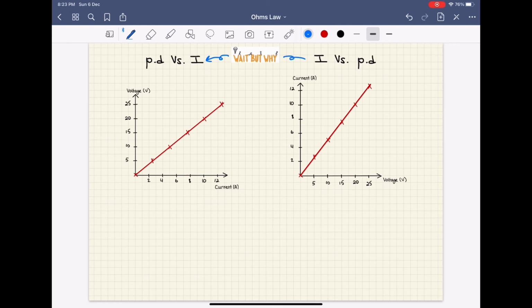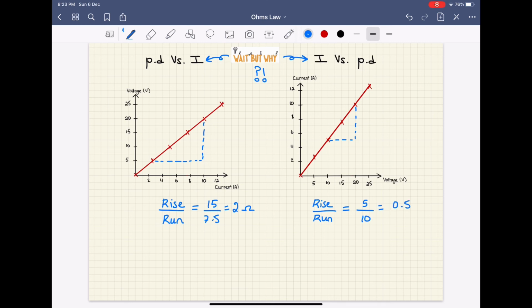A lot of students will ask, why wouldn't we plot the current on the y-axis and the voltage on the x-axis? Well, we can plot the current on the y-axis and the voltage on the x-axis, respecting the variables, but you can see that when you want to find the rise divided by the run, the gradient of the slope, you will no longer find a quantity that is in volts per amps. So it's not ohms. Instead, what you're finding is your rise is in amps and your run is in volts.